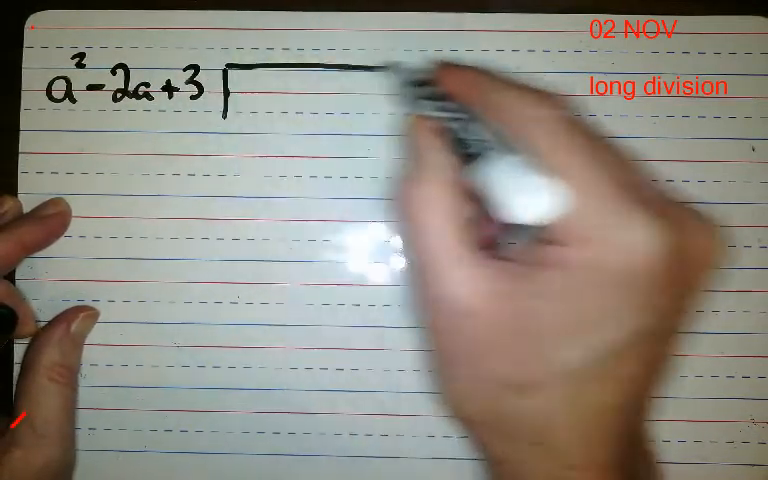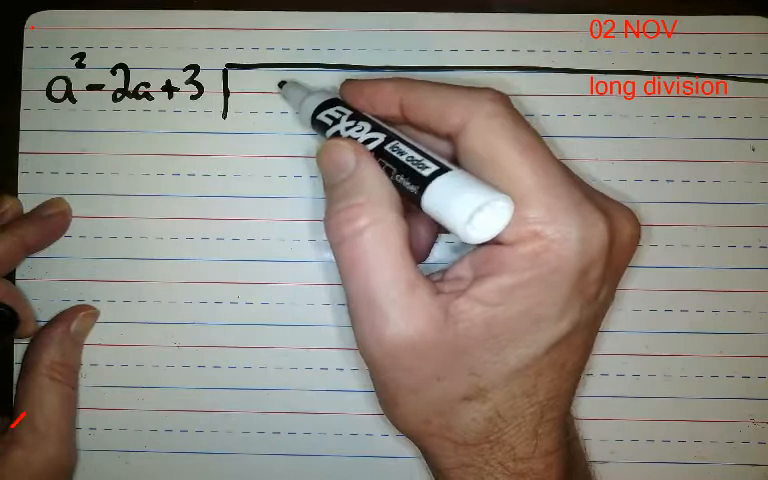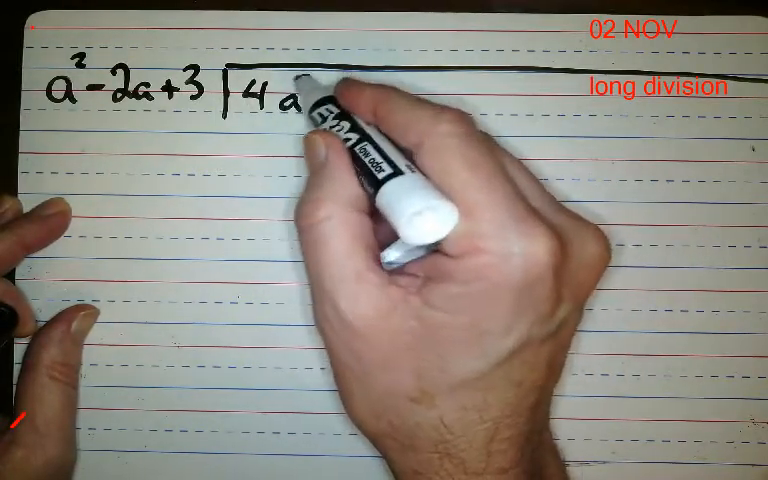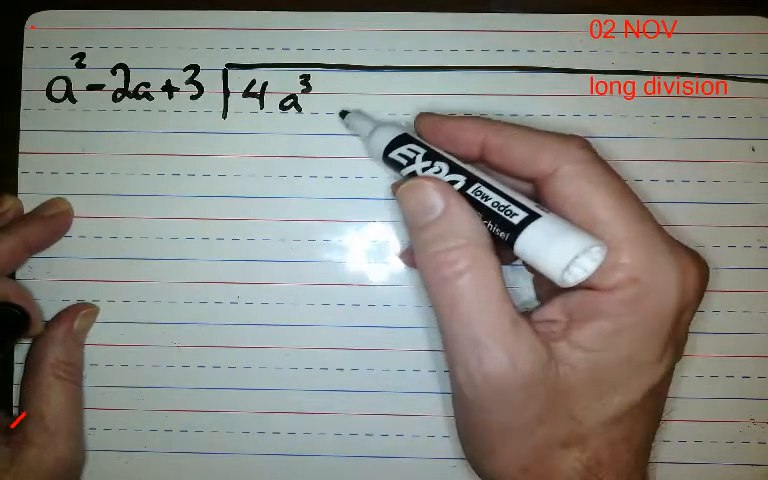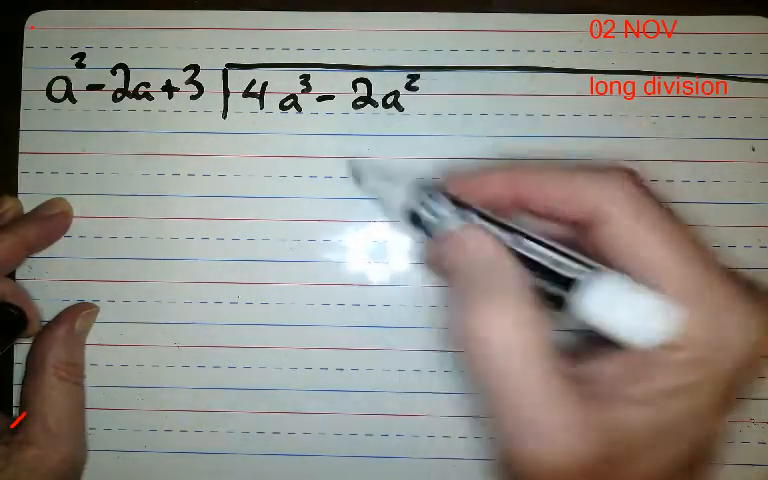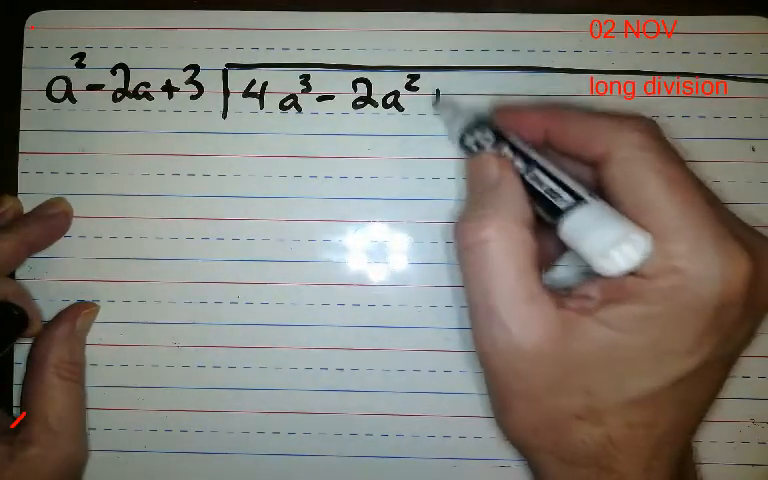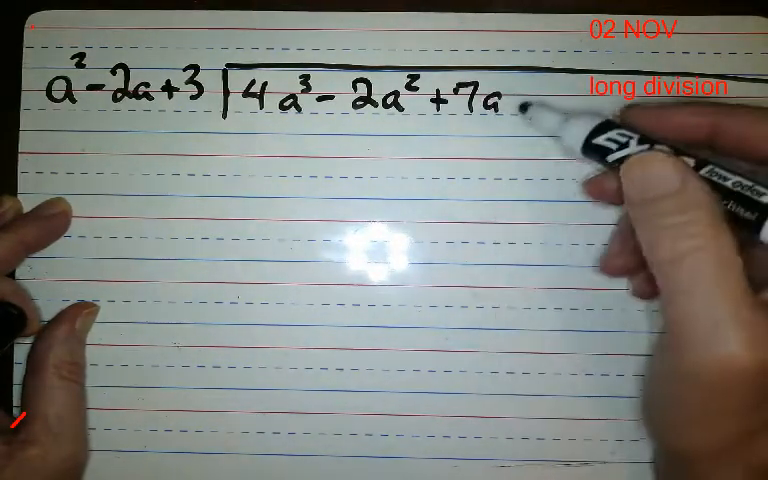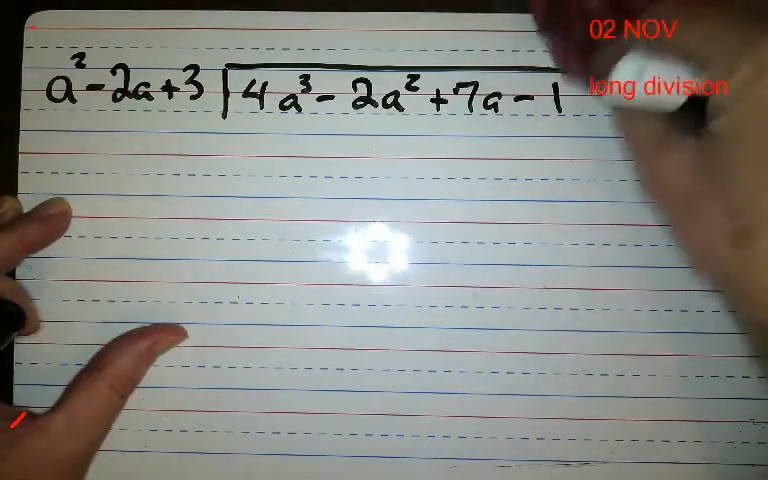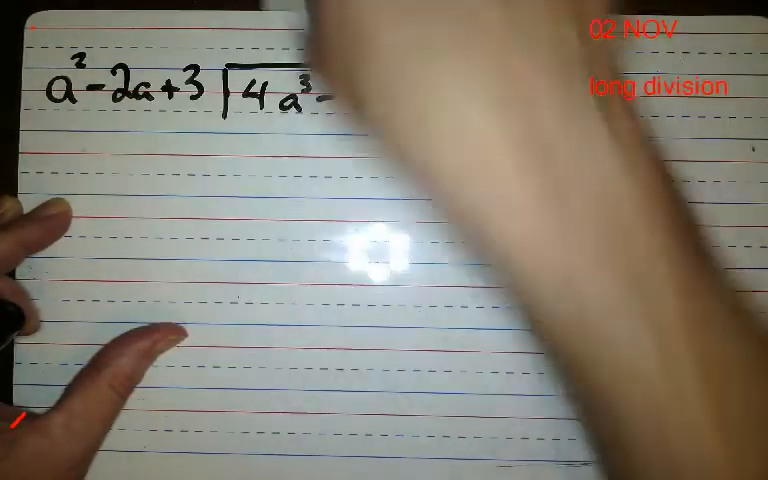And then I'm dividing into 4a to the third minus 2a squared plus 7a minus 1. Oh boy. Alright, so we didn't need all that.